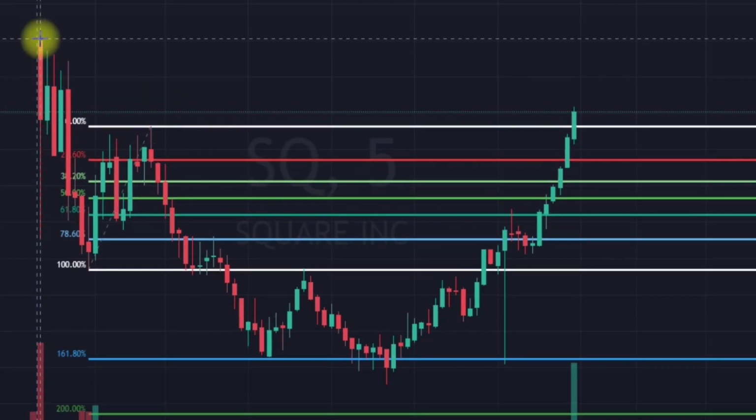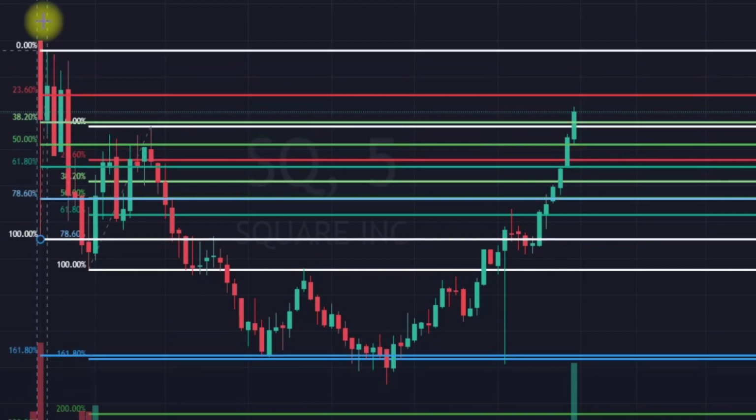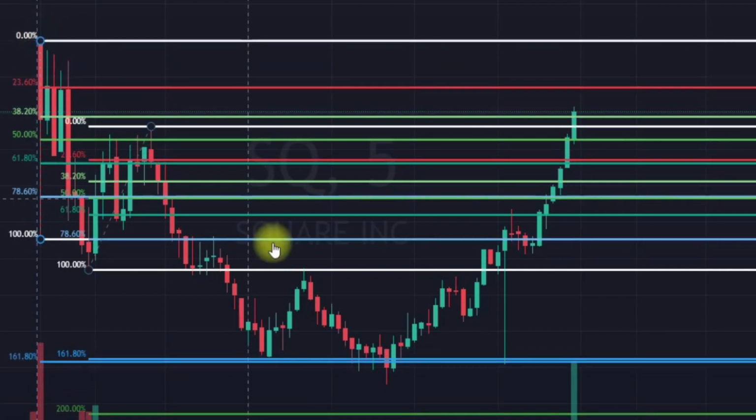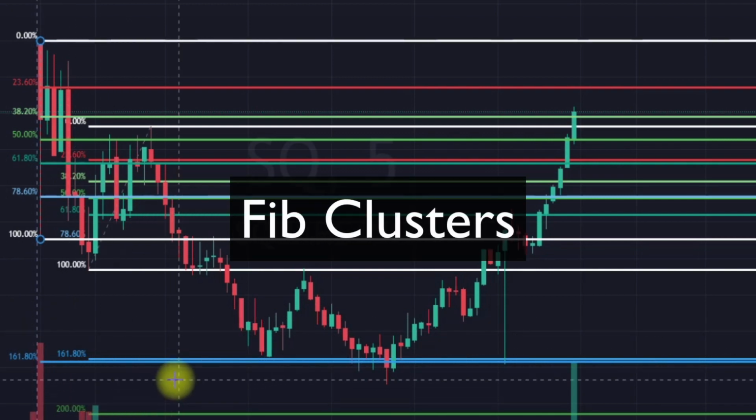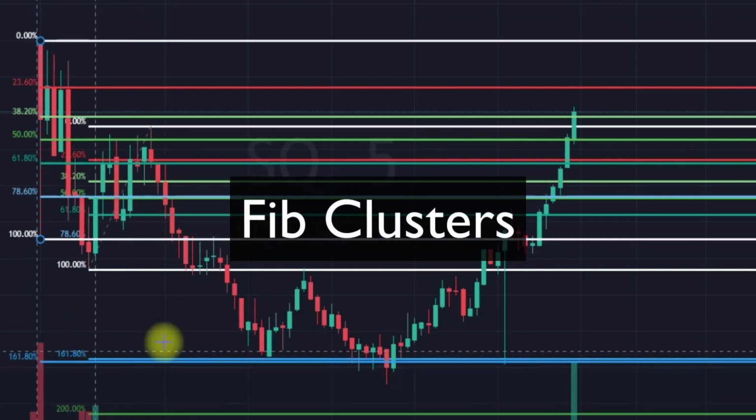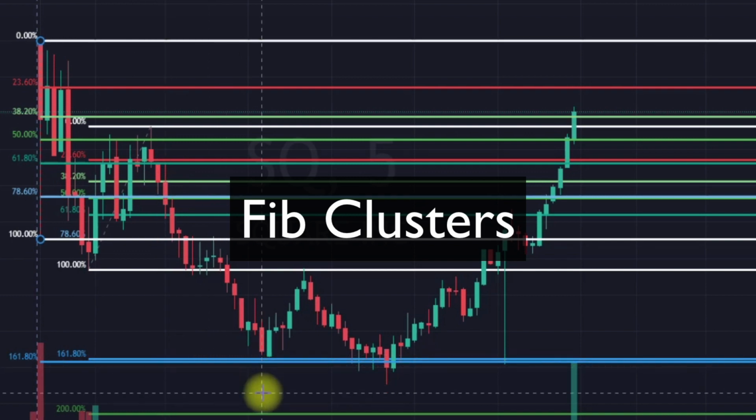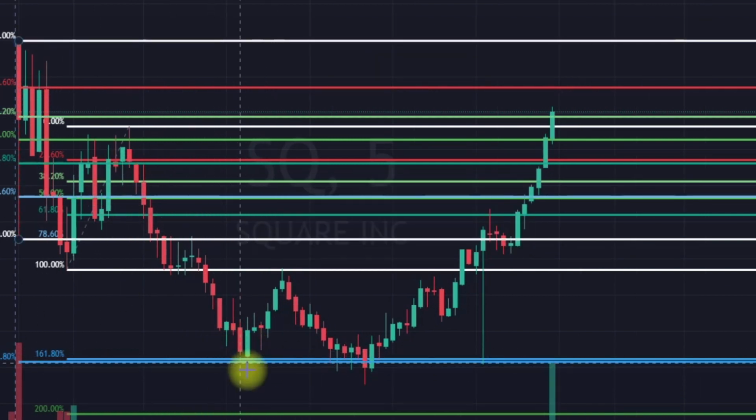And then we can also maybe try it from here to the top, which is actually high of day right there. And look at that stack right there. This is called Fibonacci clusters, where multiple Fibonacci lines add up together. So that created a pretty strong level.